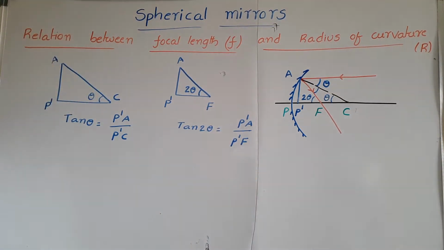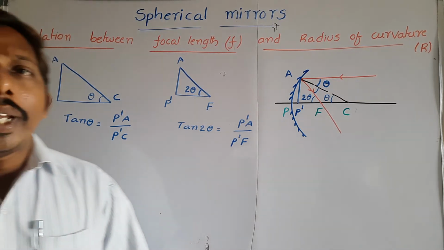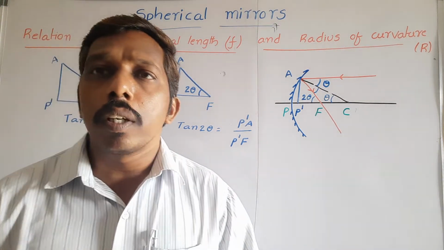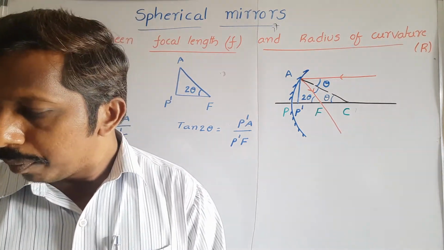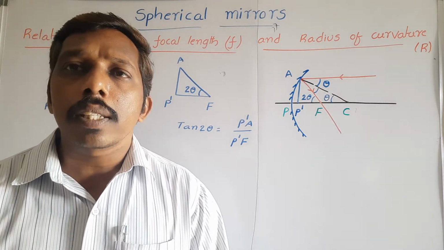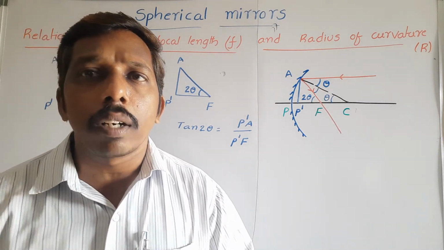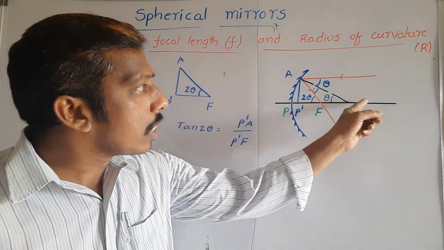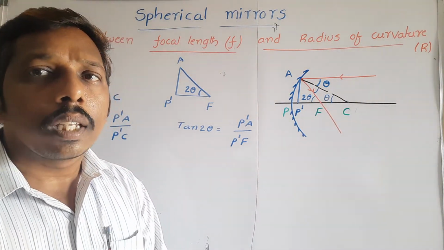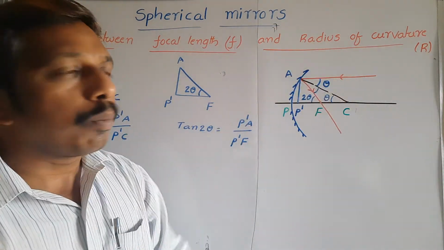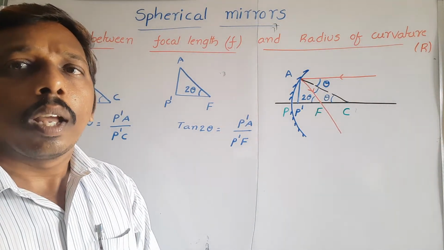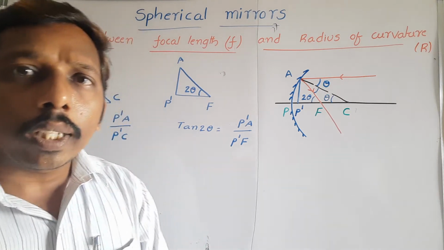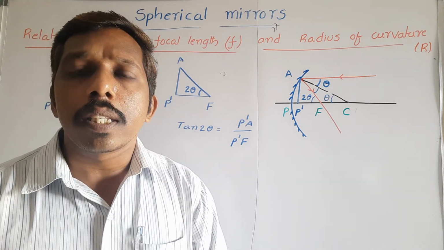But while deriving relations, we use paraxial rays only. In the previous class I explained about paraxial rays and marginal rays. What are paraxial rays? Rays which are closer to the principal axis are said to be paraxial rays. Rays which are far from the principal axis are said to be marginal rays. We are considering only paraxial rays. Why?